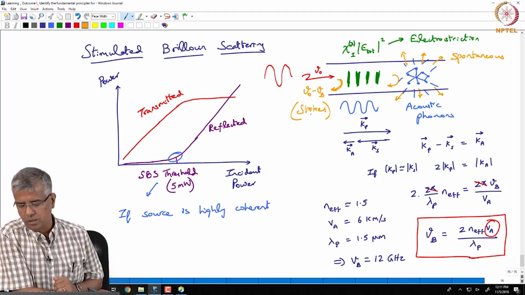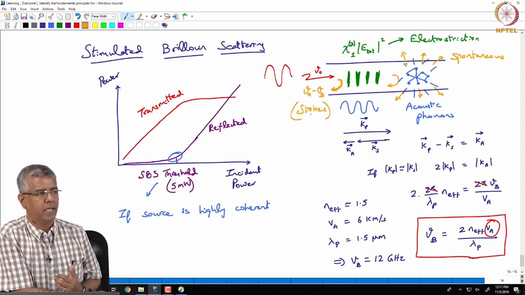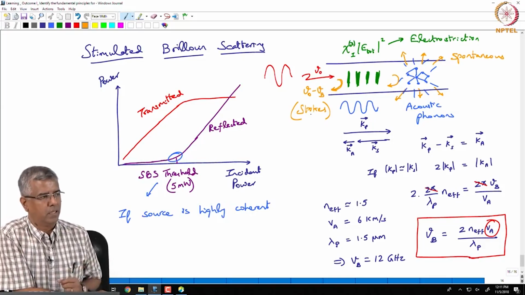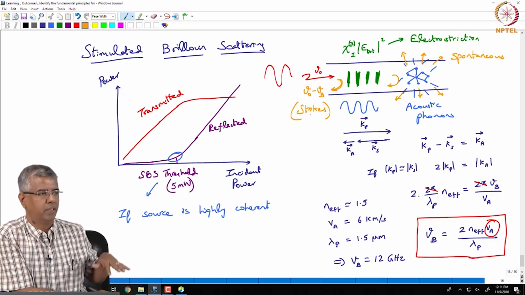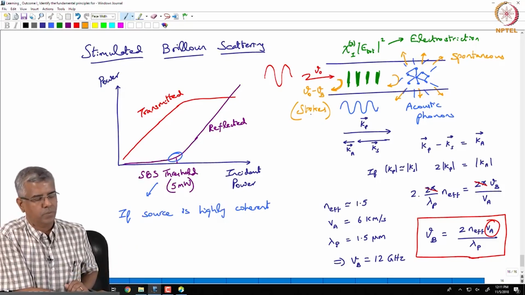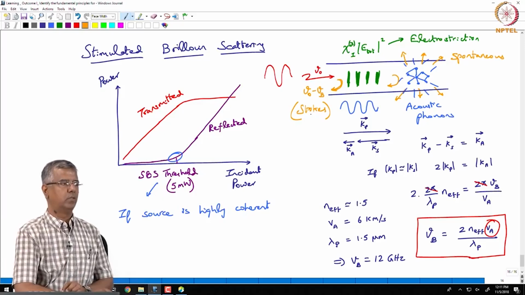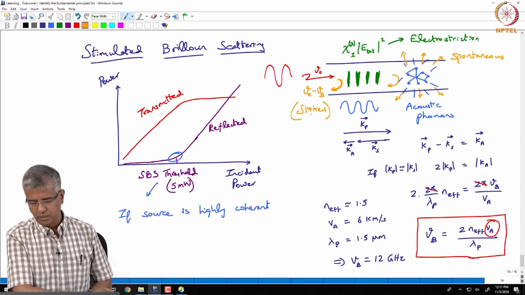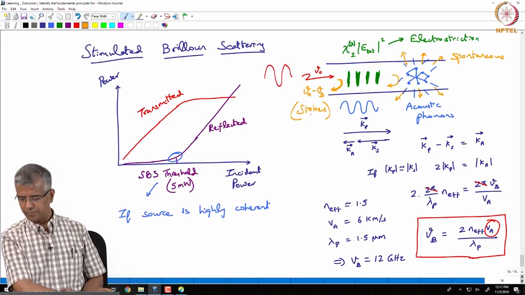Okay. So at lower power levels spontaneous scattering is happening, but there are not enough spontaneously scattered photons that can create that modulation of the electric field, which gives you that modulation of the refractive index of the material. So you do not have stimulated scattering at lower power levels.